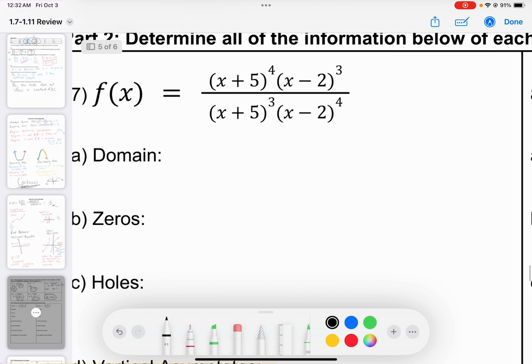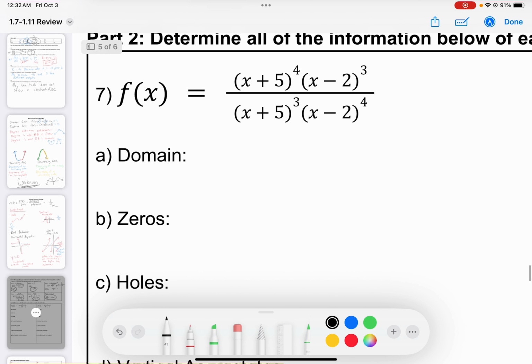All right, so this first one, let's dive right in. The domain: I could have a hole or a vertical asymptote, and the domain does not exist there. The domain is anywhere that the denominator does not equal 0. So I know x cannot be -5, because if it is, this is going to be 0. x cannot be +2, because if it is, this is going to be 0. And 0 times anything is 0. If we get 0 in the denominator, it's undefined. You cannot divide by 0.